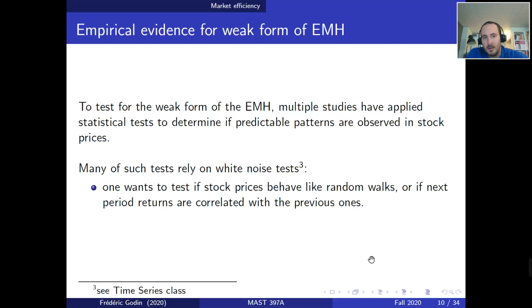In terms of types of patterns, one possible pattern would be what we call autocorrelation or serial correlation, where returns of a stock in a given period are correlated either positively or negatively with the return in a previous period. This we will discuss in the next slide.